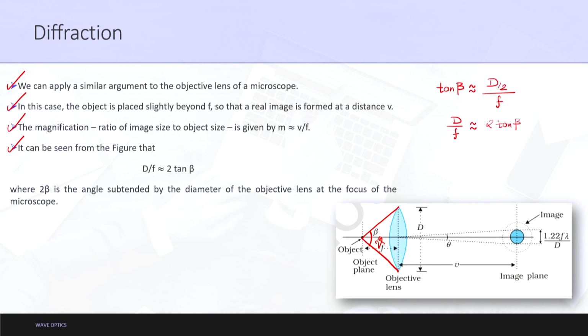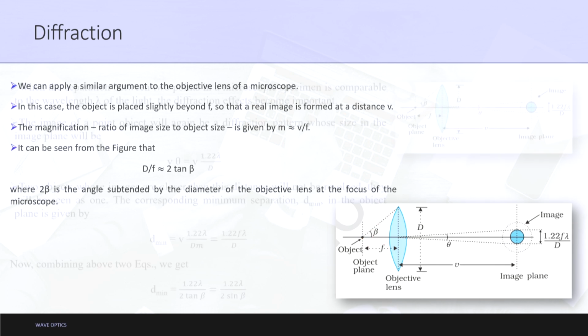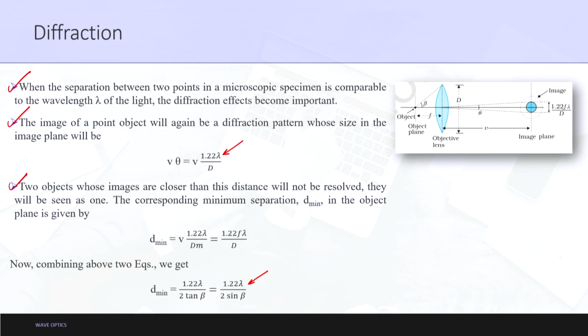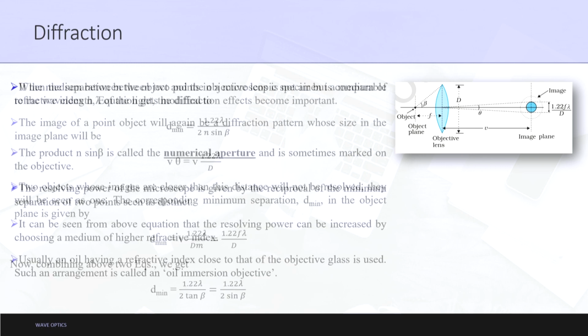This is the next concept we understood, and then this was the final discussion we talked about, in which we understood that magnification, these are all optics concepts again, is nothing but v by f, and now we found the minimum distance so that two objects which are very close to each other, their images do not get merged. For that, d min is nothing but 1.22 small f capital lambda by capital D.